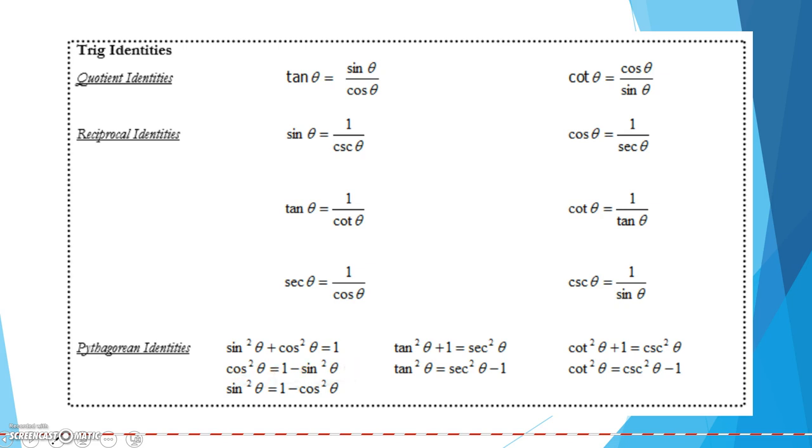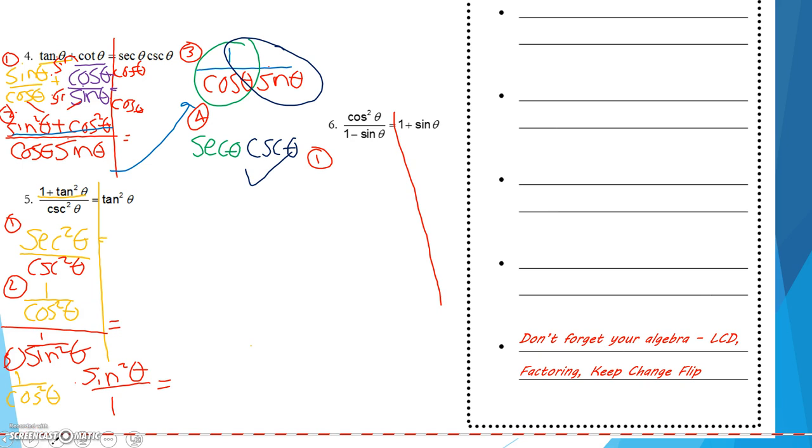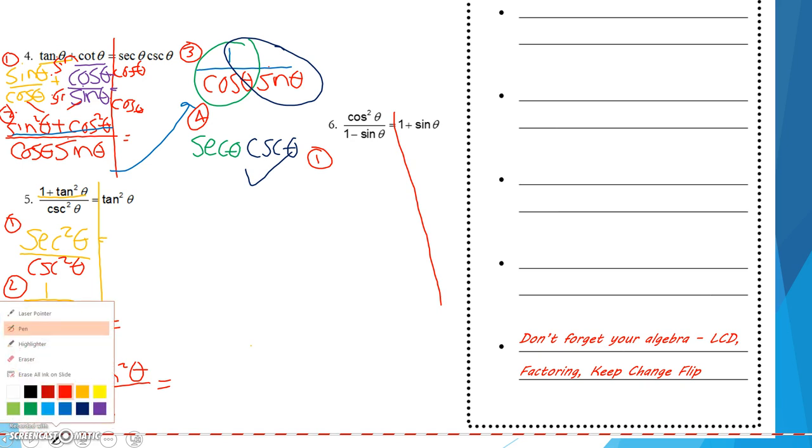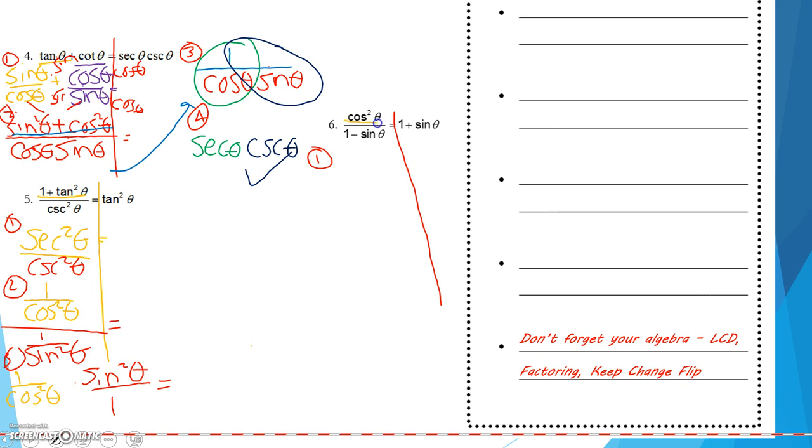So what I'm going to do is change that cosine squared on the top to 1 minus sine squared. So that cosine squared is going to become 1 minus sine squared. I'm going to keep the bottom the same.